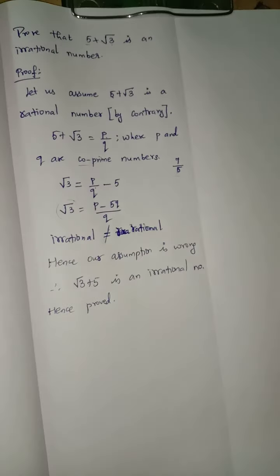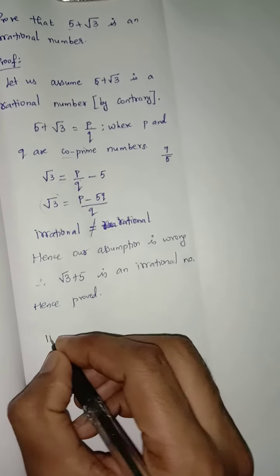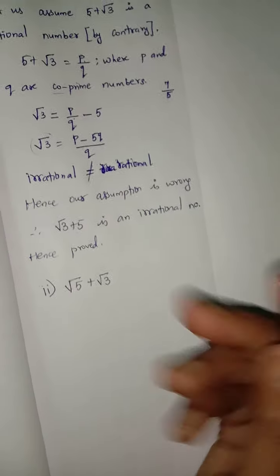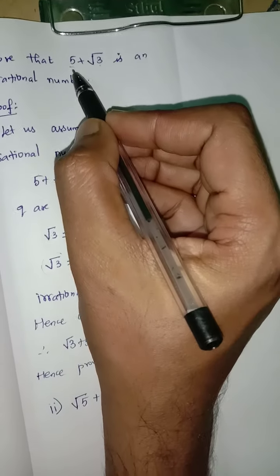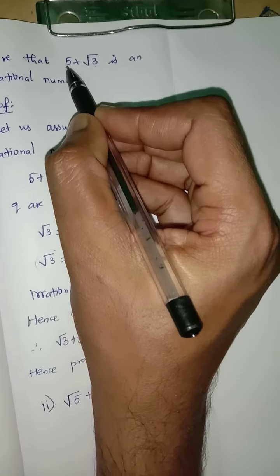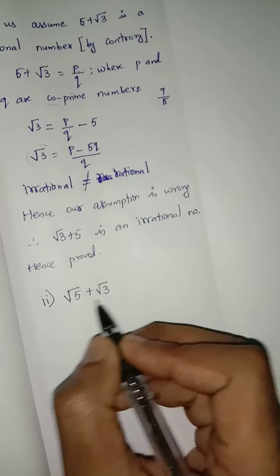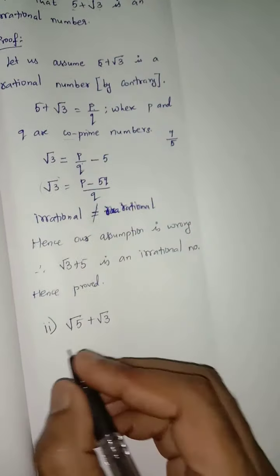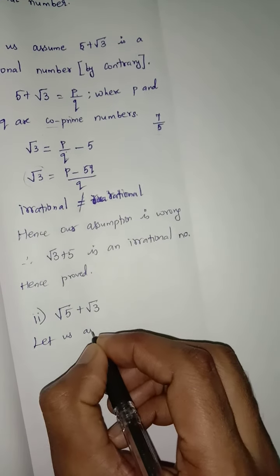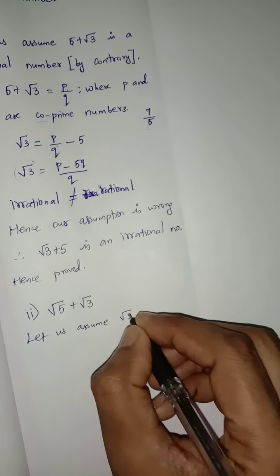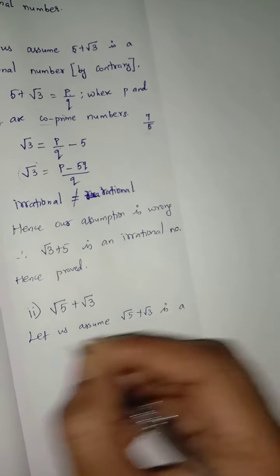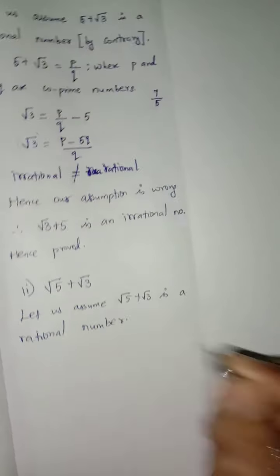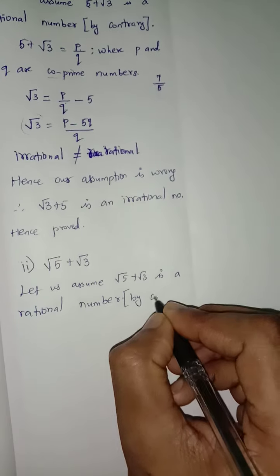This is one way. Suppose the question is asked like this, where both the terms are square roots. Here in the previous question one number was a normal integer and another was irrational, but in this both the numbers are square roots. The procedure is the same, the method is still the same. First, let us assume square root 5 plus square root 3 is a rational number. First step over. This phrase 'by contrary' is very important.